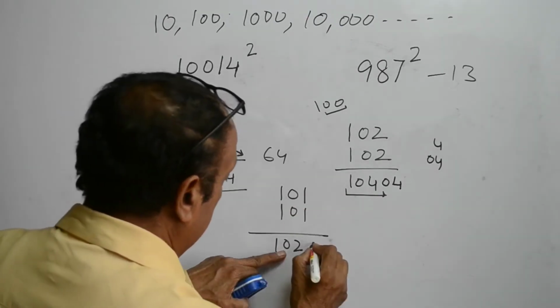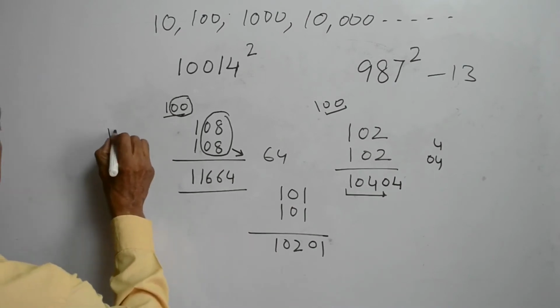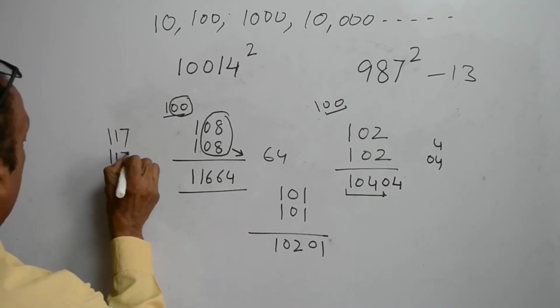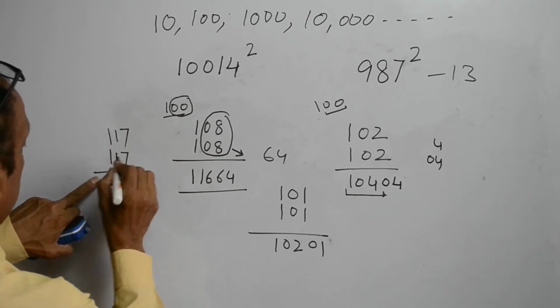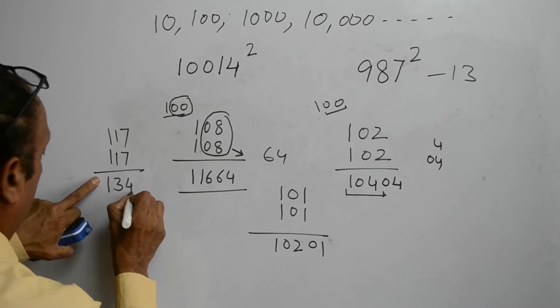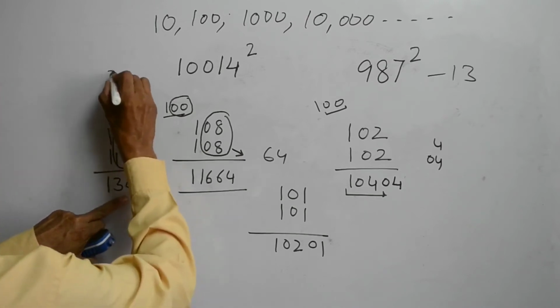The answer of 101 whole square will be in 100 add 2. Multiply 1 by 1, it is 01. Multiplication of 117 will be in 100 add 17 and 17, it is 134. The multiplication of 17 and 17, it is 289.